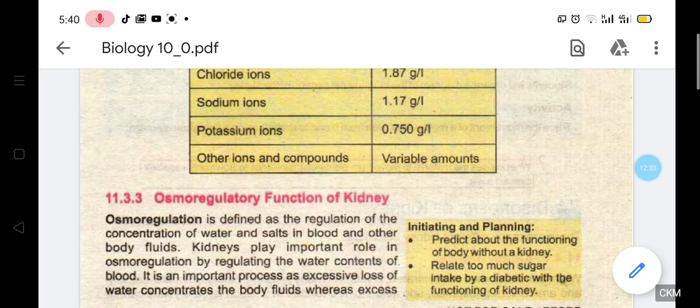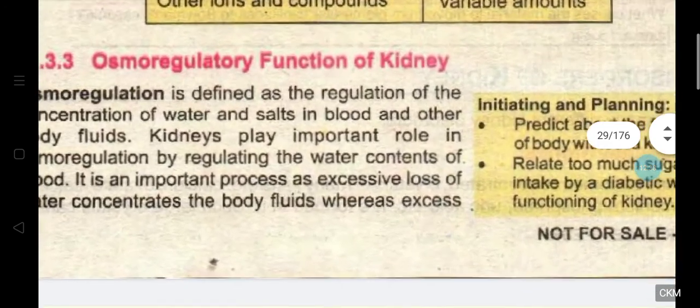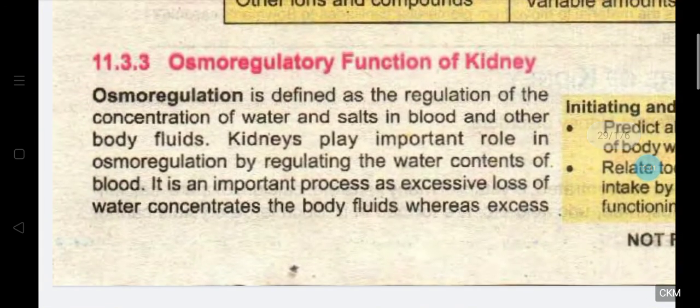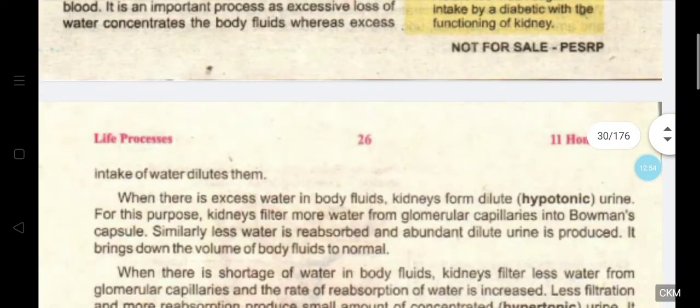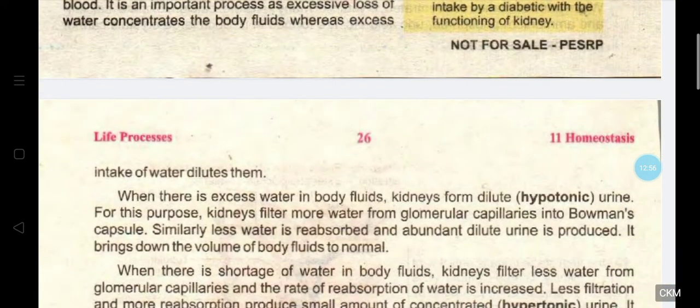Students, now do some reading. Osmoregulation is defined as the regulation of the concentration of the water and the salt in the blood and other body fluid. Kidney plays an important role in osmoregulation by regulating the water content of blood. It is an important process, and excessive loss of the water concentrates the body fluid, whereas excess intake of the water dilutes it. As I told you before, beta, if you drink more water, then our body fluid will become diluted. And if you take less water, obviously our body fluid will get concentrated.